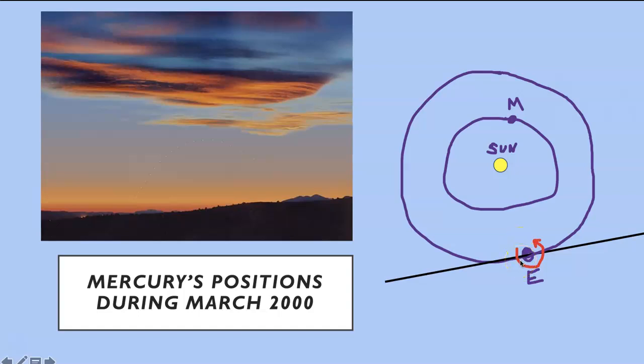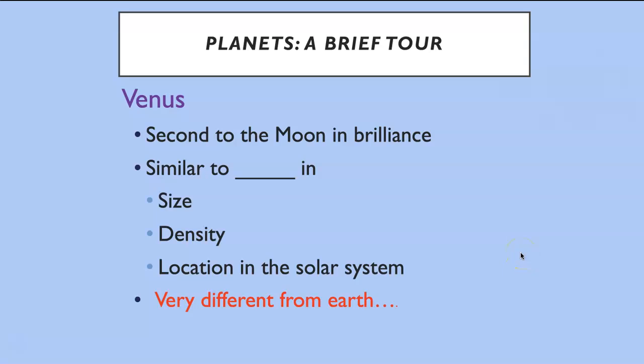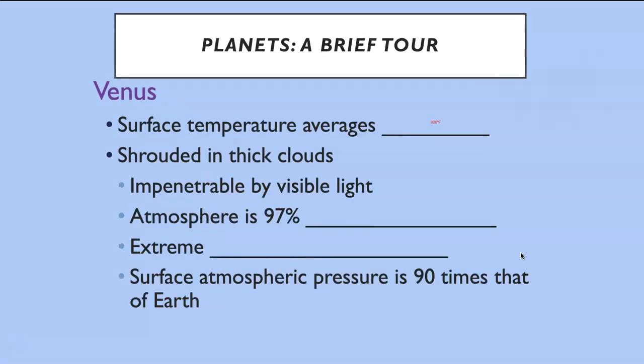And the same is true of Venus. Speaking of Venus, second to the moon in brilliance, it's very, very bright. If you look in the sky during sunset, you will see a very bright star, and that will not be a star, it'll be Venus. It's similar to Earth in its size, density and location in the solar system, but other than that, it's very, very different. Venus's surface temperature averages a balmy 900 degrees Fahrenheit.